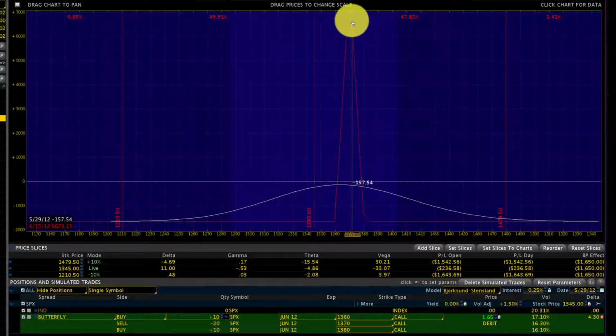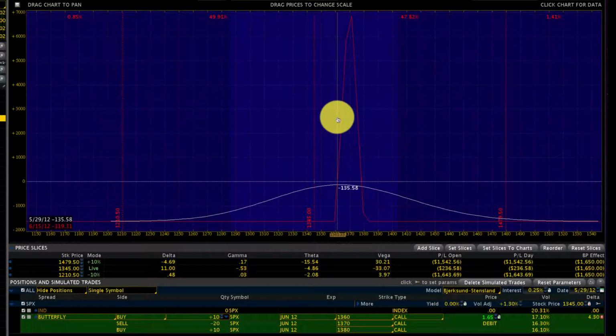But what's the problem here? The problem is, on the day of expiry, the butterfly should expire exactly at 1370, which is your short position, your double short actually there. And if it expires exactly at 1370, you're going to realize a very high profit. The other downside is you don't have much room on either side. So if the S&P goes to 1361, then that's your break-even point on the lower side. On the higher side, your break-even point is about 1378.